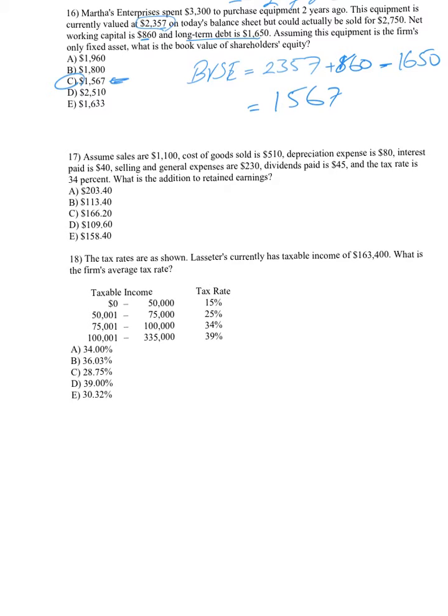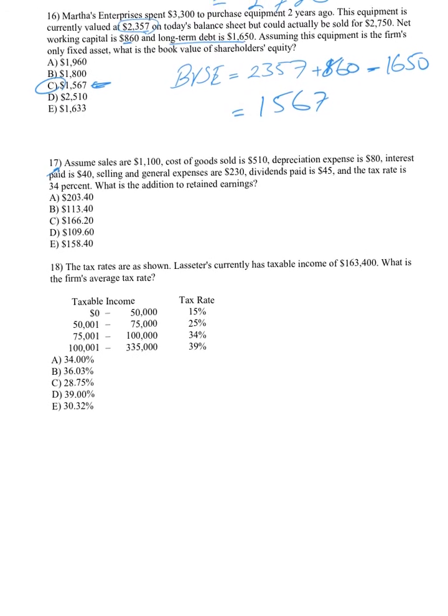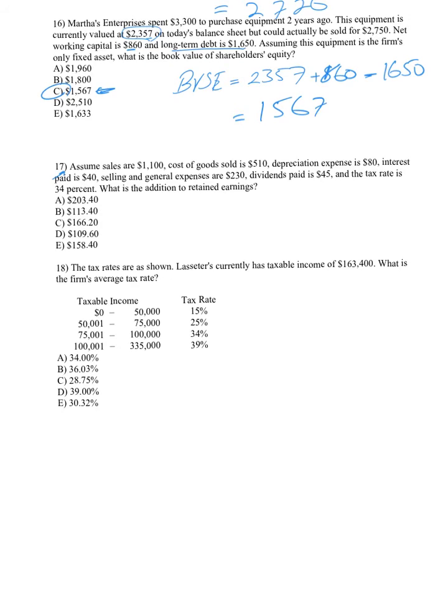Alright, so let's go to question number 17 now. Assume sales are $1,100, cost of goods sold is 500. So this is the sales, which is the revenue. The cost of goods sold is 550. I'm going to write the numbers below these letters. So we have 1,100, and then the depreciation expense is $80, so we have to remove the depreciation from it. And the interest paid, which is $40, we have to remove as interest.